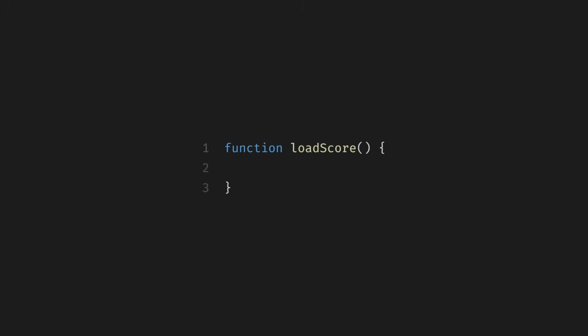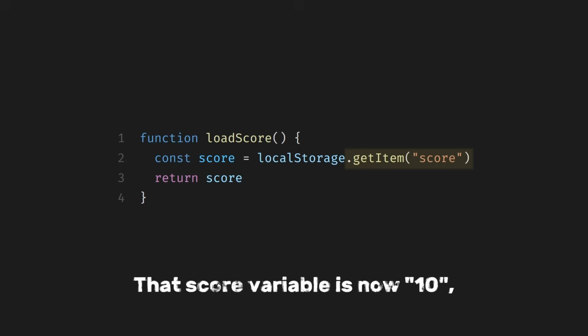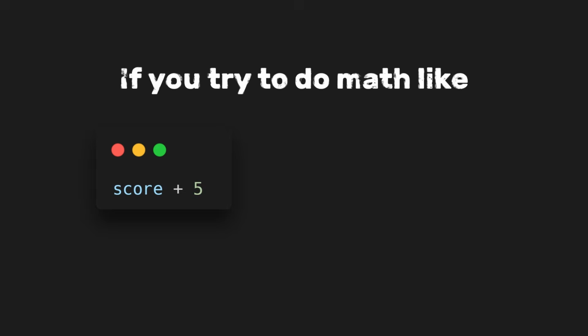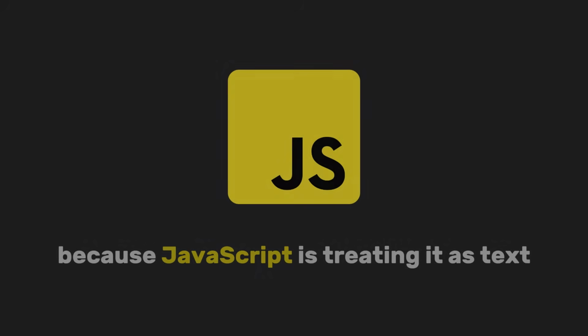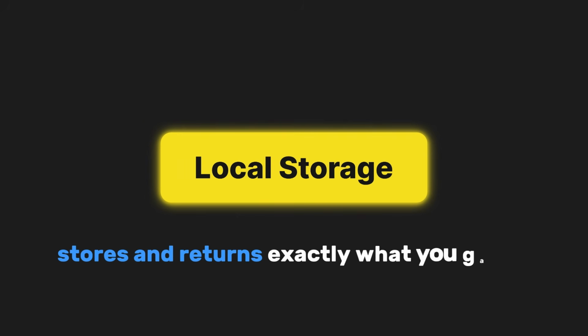Now let's load that score back. Then create a constant called score that calls localStorage and uses the getItem function to retrieve the stored score. That score variable is now "10", not the number 10. If you try to do math like score plus 5, you'll get 105 instead of 15 because JavaScript is treating it as text. That's not a bug. That's just how this works. If you want a real number again, convert it with Number(score) or parseInt(score). So remember this. Local storage stores and returns exactly what you gave it. Once you get that, you can safely use it for scores, settings, and preferences.